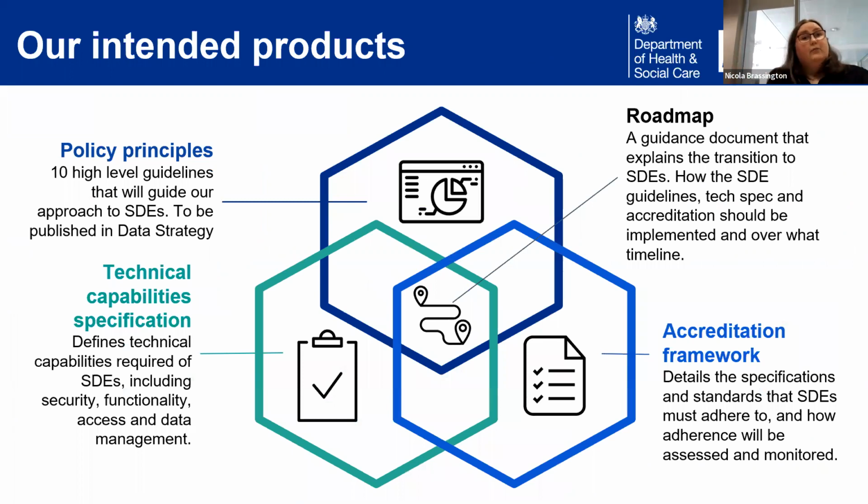So given that, and given what we're trying to achieve, I just wanted to outline the four key products that we're looking to deliver. The first one that you'll see from us is looking at policy principles. So these are going to be 10 very high-level guidelines that basically provide that higher framework for what the approach will be for secure data environments, and that will be published alongside or within the data strategy, so that should be coming out over the summer.